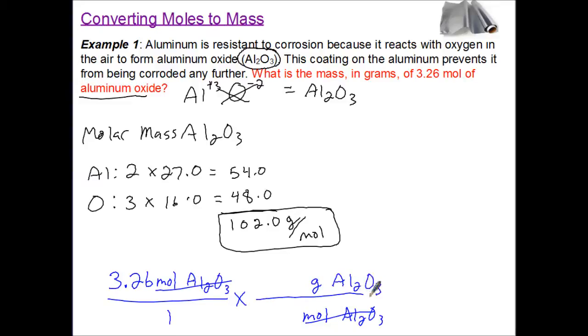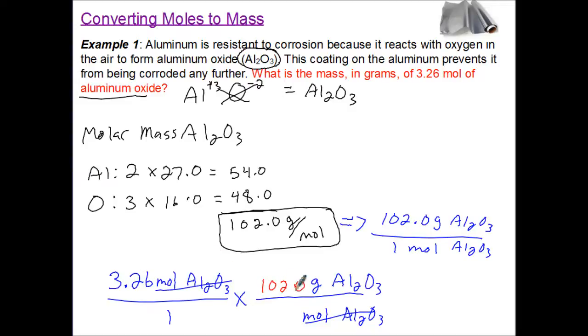Okay, so how you do this is you say 102 grams per mole. So what this really means is there is 102.0 grams of aluminum oxide for every 1 mole of aluminum oxide. That's what that means when you talk about the molar mass. So I'm going to put in my 102.0 grams right there, and we have 1 mole.